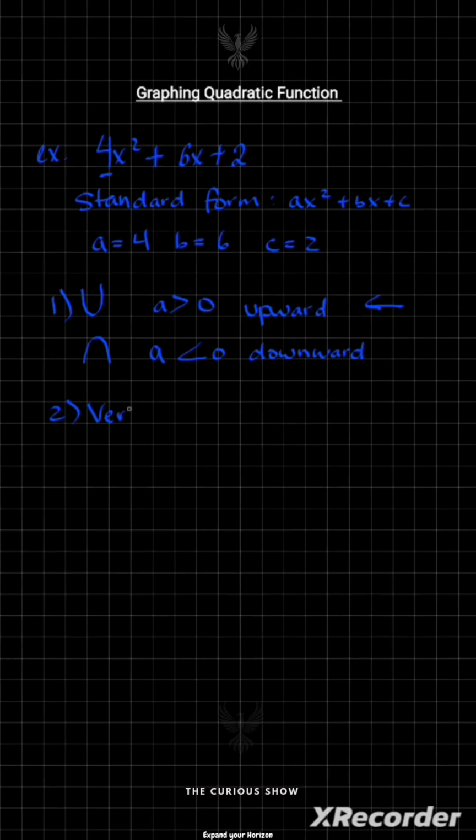Let's find the vertex. The vertex is the maximum value or the minimum value of the parabola. So there's two ways to figure it out. Well, the first way is that the vertex is equal to minus b over 2a. So minus b, what is b? B is 6, divided by 2a. What is a? A is 4. So minus 6 over 8, which is minus 3 over 4.